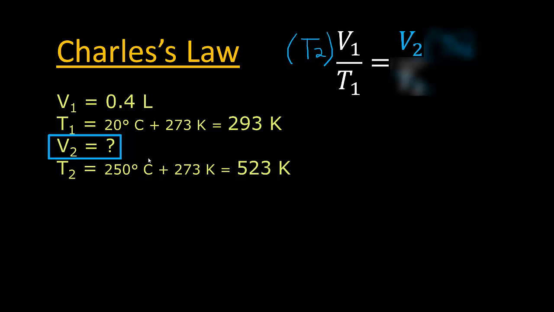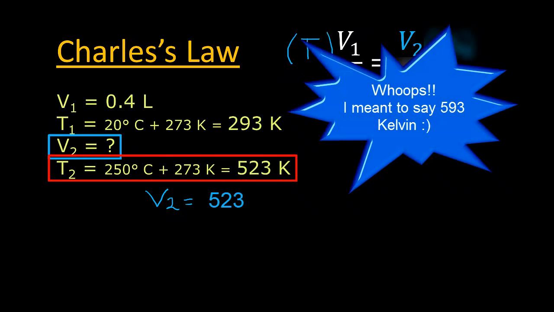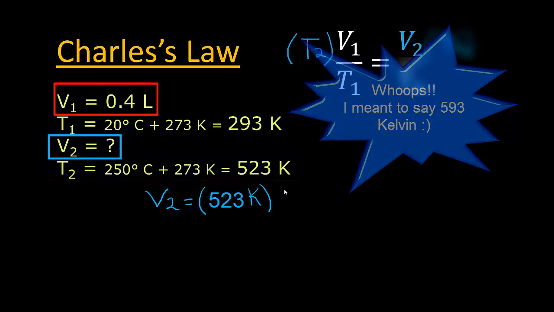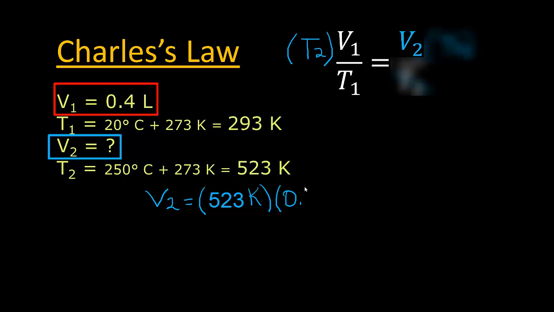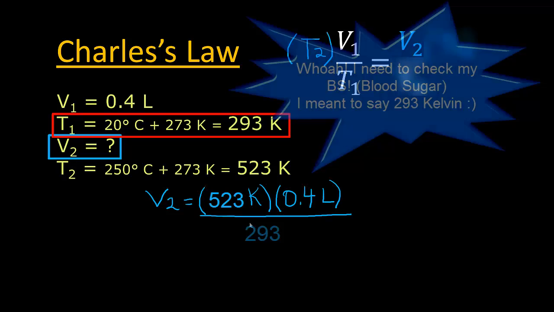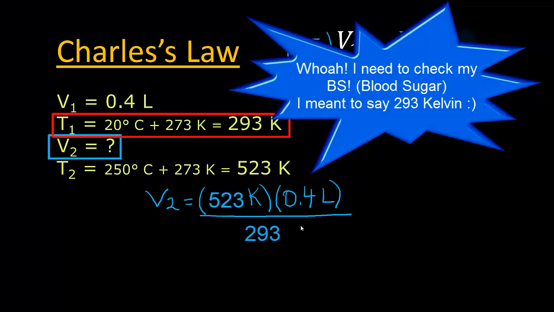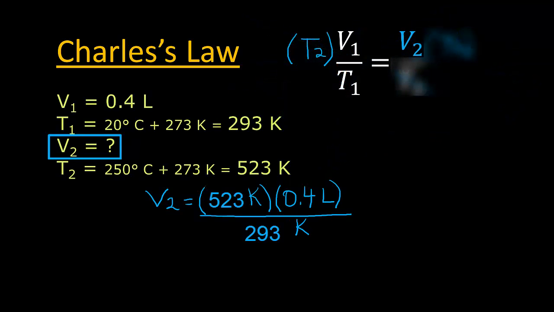Now we are just going to plug all these variables into our formula, and we've got V2 is equal to T2, which is 293 Kelvin, times V1, which is 0.4 liters, divided by T1, which is 523 Kelvin. I'm going to get rid of some of my units now. I have a Kelvin on top and a Kelvin on bottom, so they cancel. And I'm left with liters, so I know my new volume is going to be in liters.